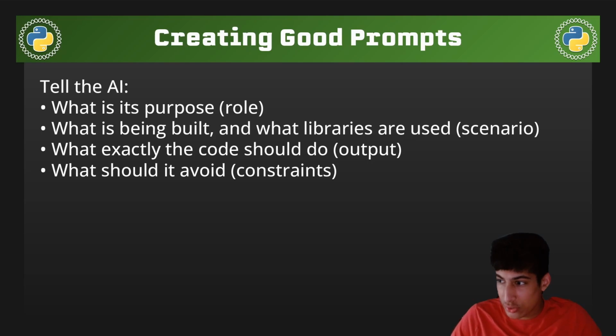So when creating a good prompt, we can incorporate four things into the prompt. Firstly, the purpose of the AI or the role of the AI in this specific situation, and then the scenario, what's being built using what libraries, and then the expected output, which is what the code should do, and constraints, which is what the AI should avoid doing.